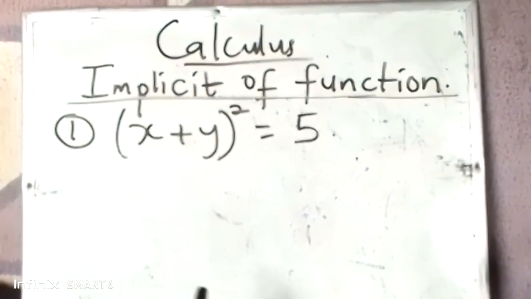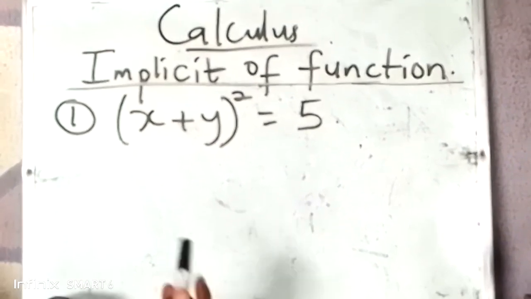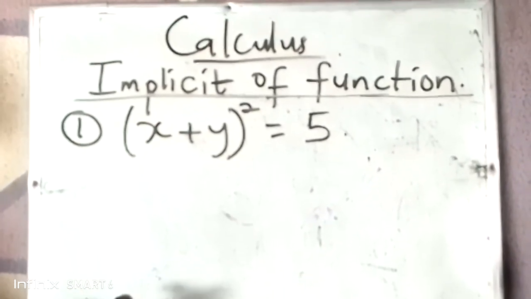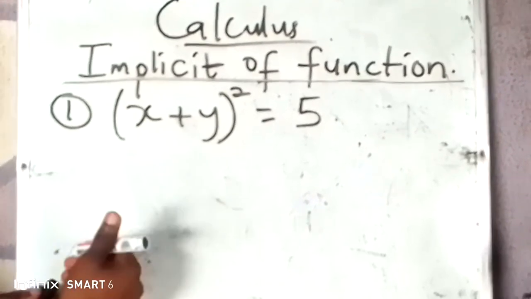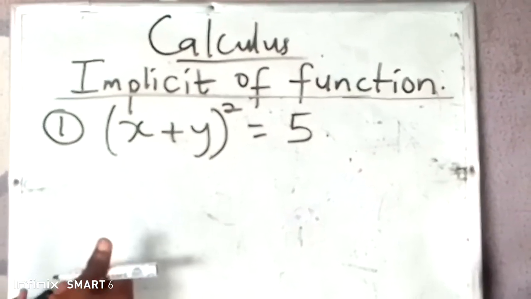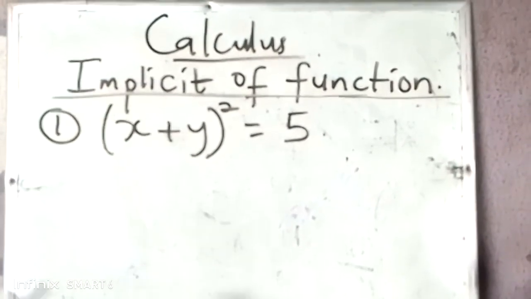I want to teach us how to differentiate implicit functions. We are going to solve as many as you can do under implicit functions in calculus. Now when you have something like this, open bracket x plus y close bracket squared equals 5, and we have to differentiate it implicitly.